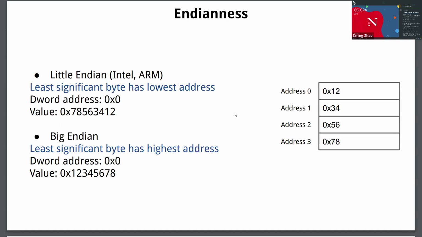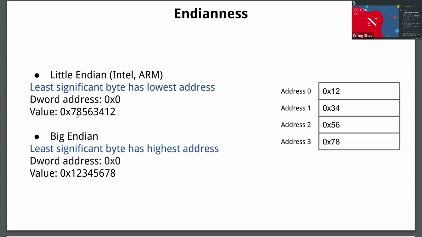Then endianness. Both Intel and ARM and most of the architectures we use right now use little endian. Basically, that means the least significant byte is stored at the lowest address. Let's say we're trying to store something at the address 0. And what we are trying to store has 4 bytes. The value is 7856.